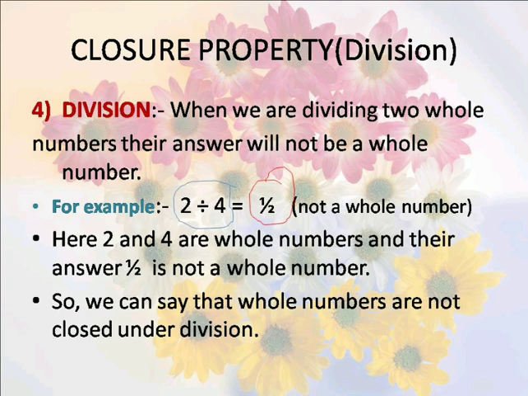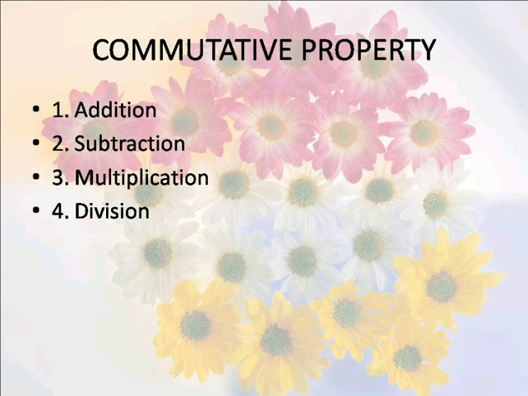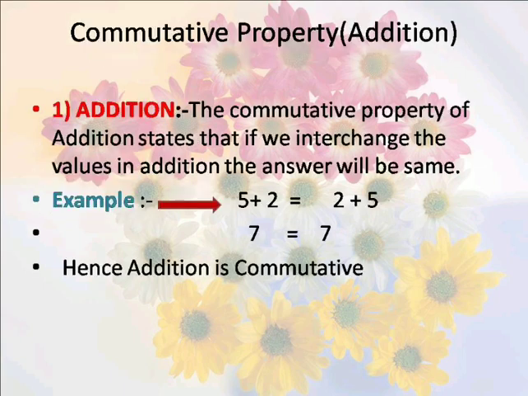Now next property is commutative property. For commutative property also we will discuss for addition, subtraction, multiplication and division. Now number one is commutative property for addition. Commutative property of addition says that when we are interchanging the values in addition, the answer will be same. Interchanging means we will change the places. Okay, first place will become second place and second place will become first place.